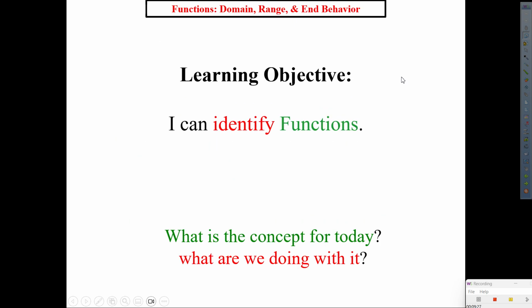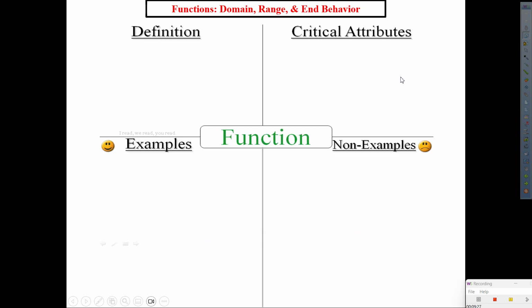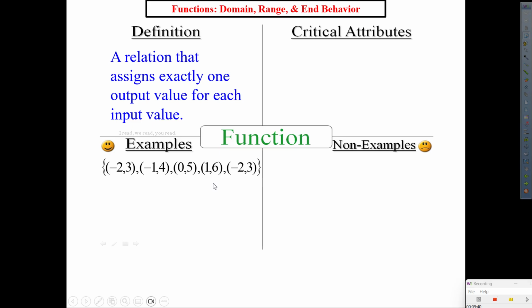All right. So, with that said, function. We said that a function is a relation, exactly one output value for each input value. You already have these notes. Look at the example. Look at the non-example. We went over this, and I said, if you have a function, each value is assigned a number.